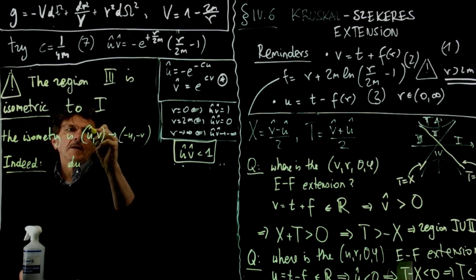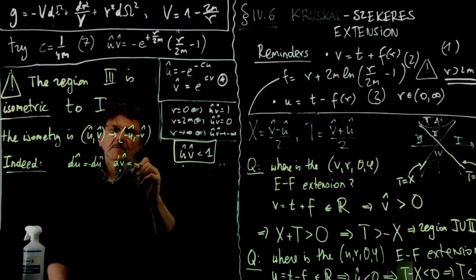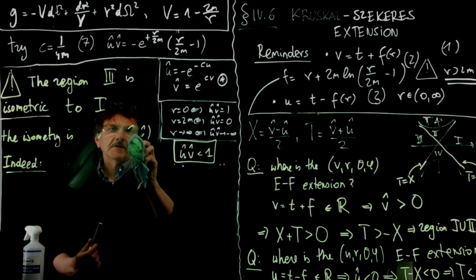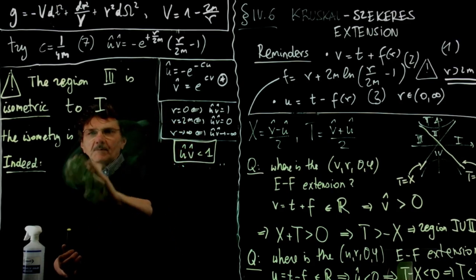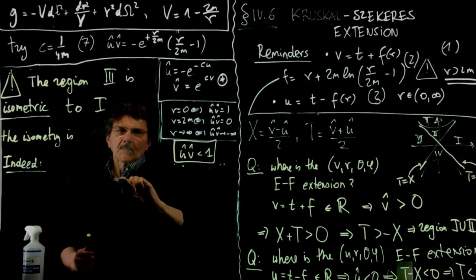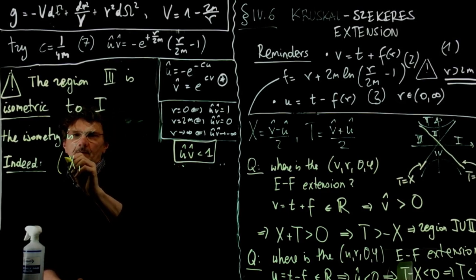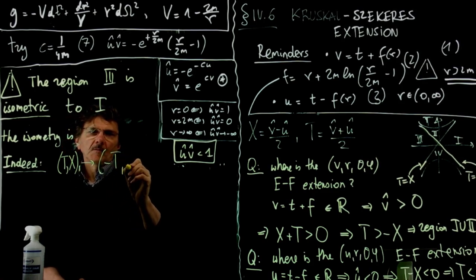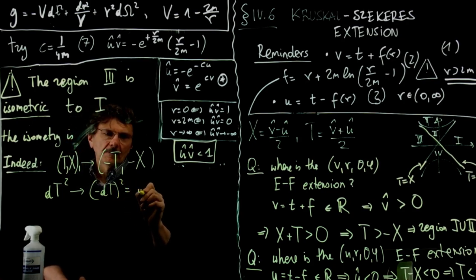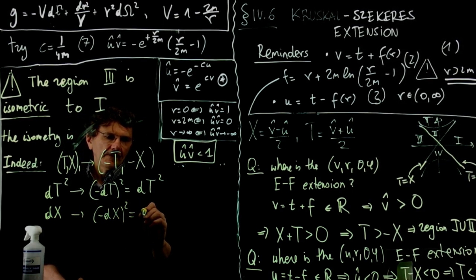Well, dû is equal to minus dû. Dv̂ is minus d. Well, actually, that would be maybe even simpler. (t, x) goes to (-t, -x). Why should I make things complicated? What I wrote was correct, but so (T, X) goes to (-T, -X). Then dt² goes to minus dt squared, which is the same. Same for dx, right? So if we change the sign, you get minus dx squared, which is the same.